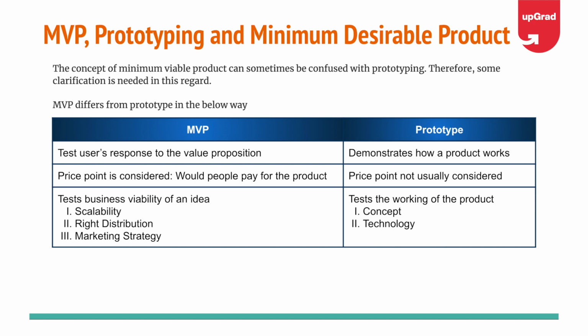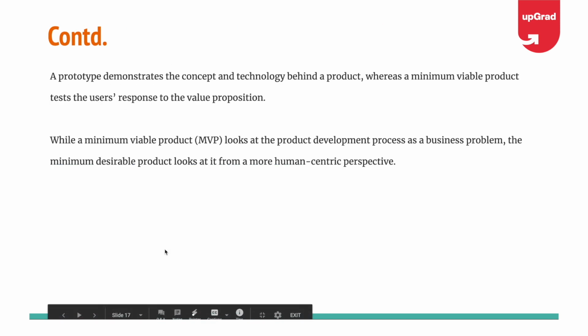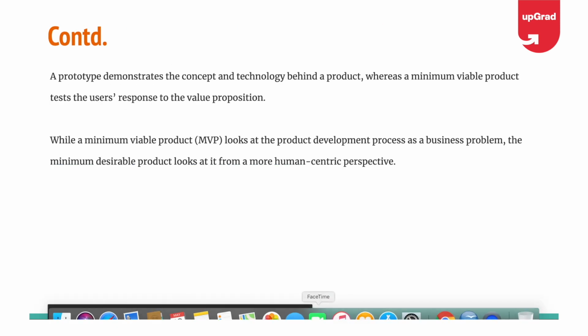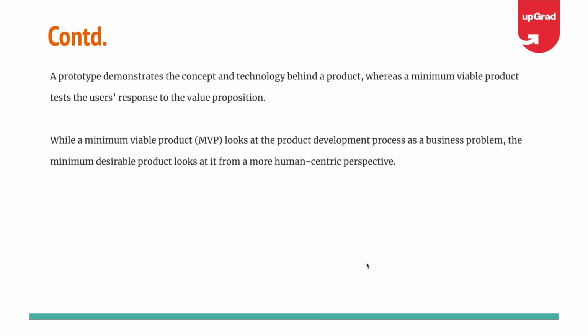So this is the difference between MVP and prototype. As a product manager, MVP is about value proposition validation from the user's perspective. Prototype is about testing the concept and technology. Basically, it's to demonstrate our product works. A prototype demonstrates the concept and technology behind a product, whereas a minimum viable product tests the user's response to the value proposition.